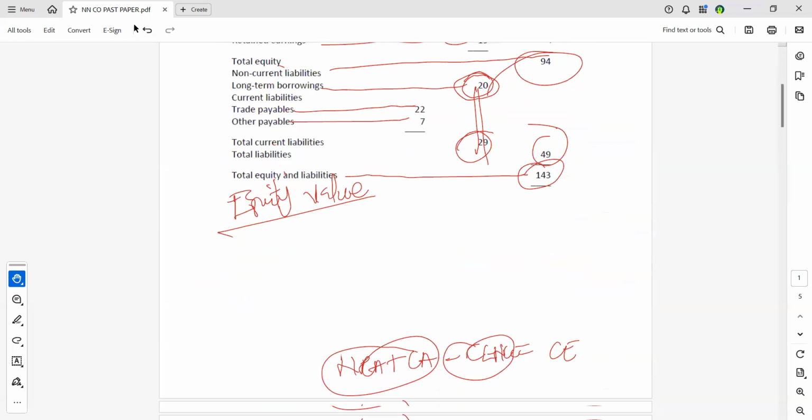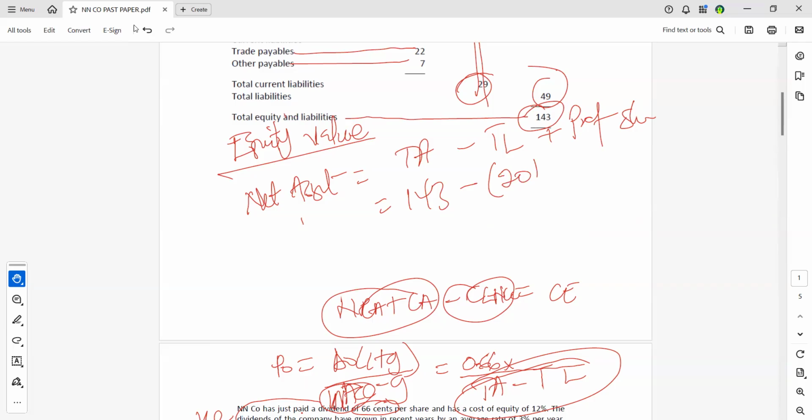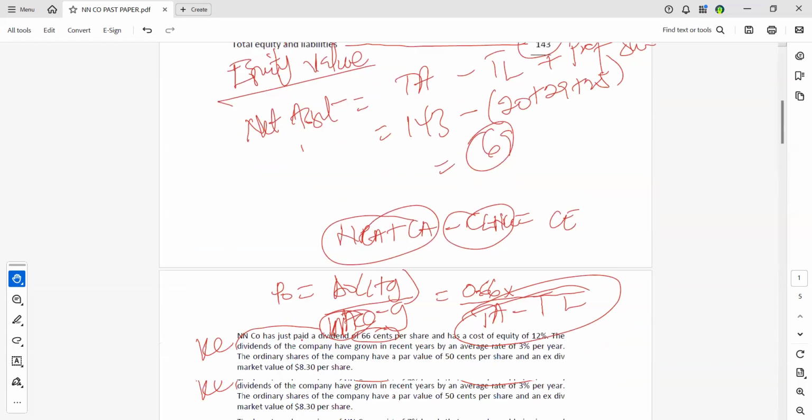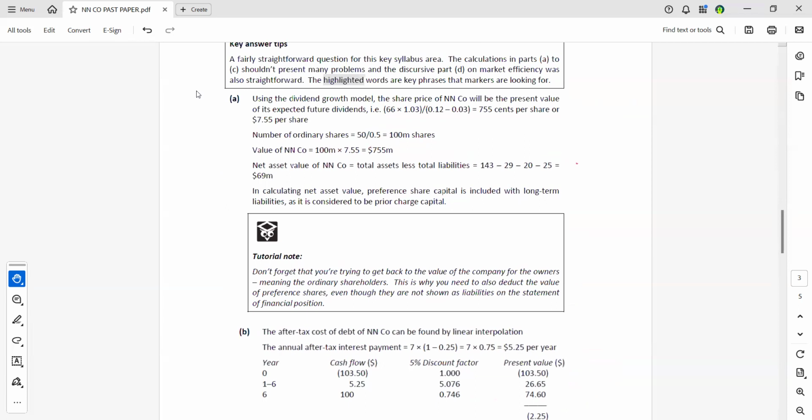Then in that regard, the net asset technique is going to be the total assets minus the total liabilities plus preference shares. Okay, so that is why if you forget about the equity, in fact, everything ends up being a disaster. So the 20 plus 29 plus the 25. So that is why they got the 69 million. Right? So that is the equity value. Guys, very important. Take note of this.